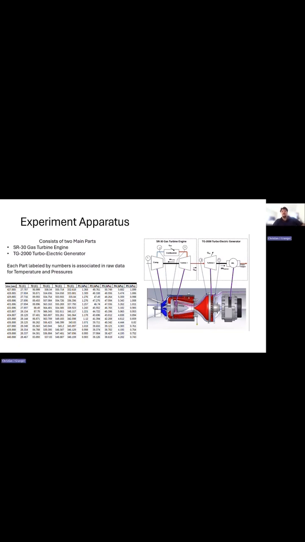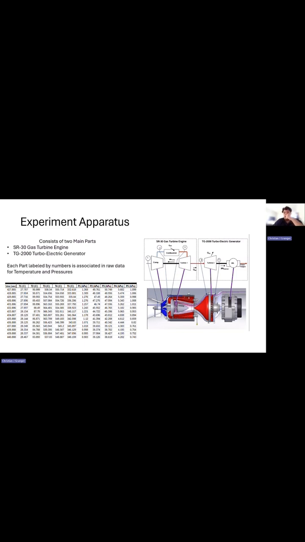This will be done for the compressor inlet, the whole Brayton cycle, which is part of the jet engine, and the electric generator. The experimental apparatus consists of two main parts. The first is the SR30 gas turbine, which consists of your compressor, combustion, and then the turbine, that's going to be your power turbine.